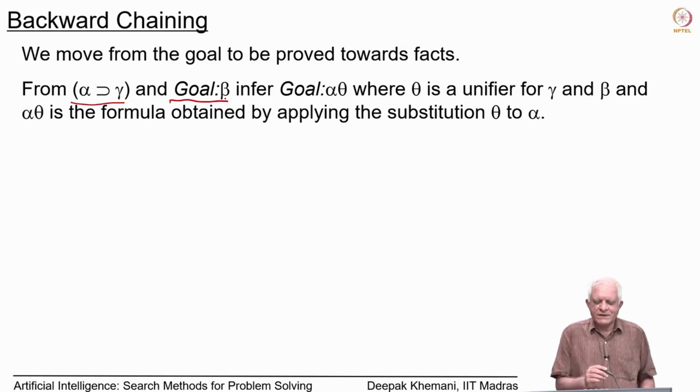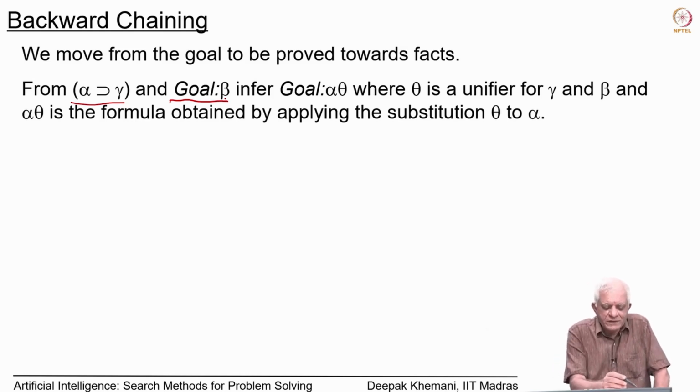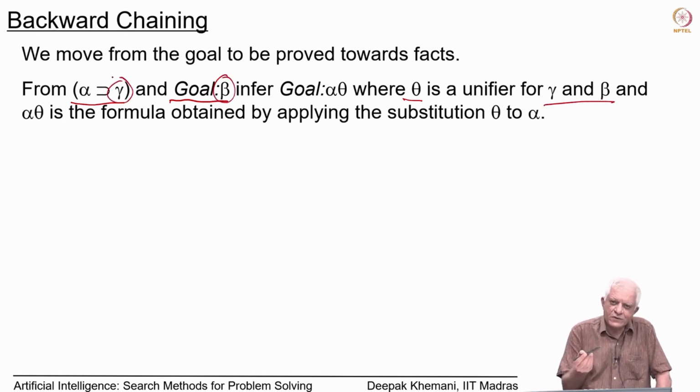So, now we are saying in backward chaining that if you are given a formula of the kind alpha implies gamma and you are given a goal beta, and you can find a unifier theta which will make gamma and beta the same. So, beta is the goal that we are interested in, and gamma is the consequent of the rule that we are hoping will be instrumental in justifying that beta is true.